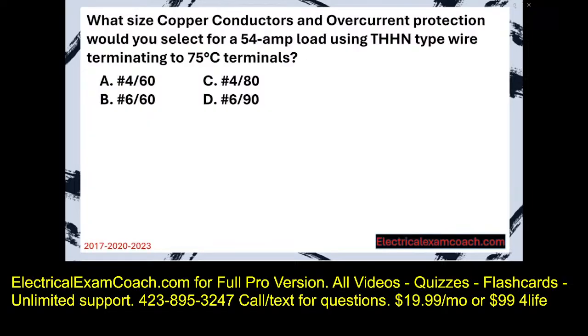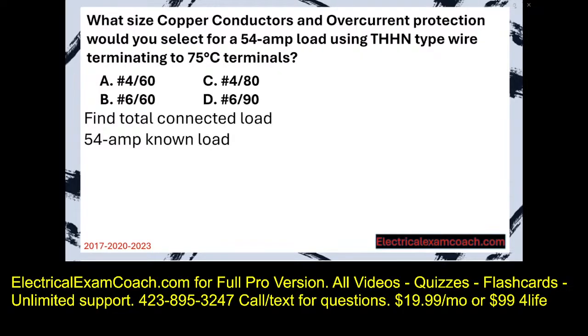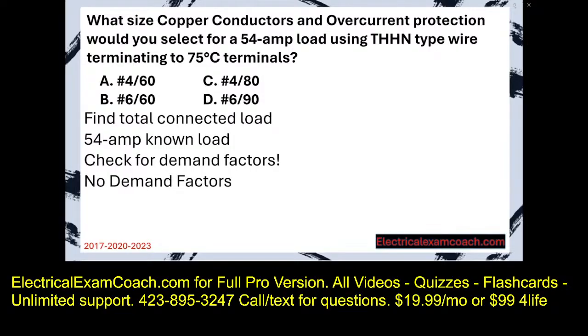What size copper conductors and overcurrent protection would you select for a 54 amp load using THHN type wire terminating to 75°C terminals? Step 1, we're going to find our total connected load. In this case, it's 54 amps. But we must check for demand factors. Well, they've not mentioned a specific piece of equipment or that it's going to run for 3 or more hours. So in this case, there are no demand factors.